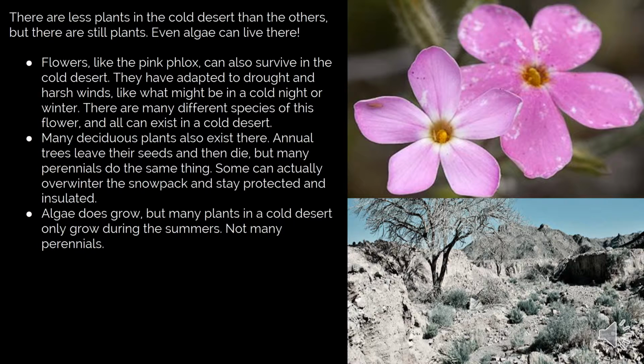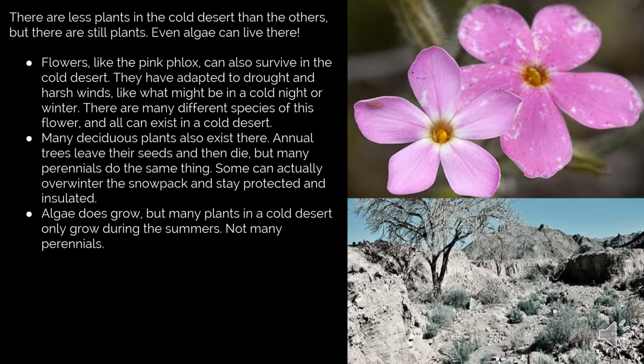There are fewer plants in the cold desert than in others, but even algae can live there. Flowers like the pink phlox can survive in the cold desert. They have adapted to drought and harsh winds like what might be in a cold winter. There are many different species of this flower, and all can exist there.